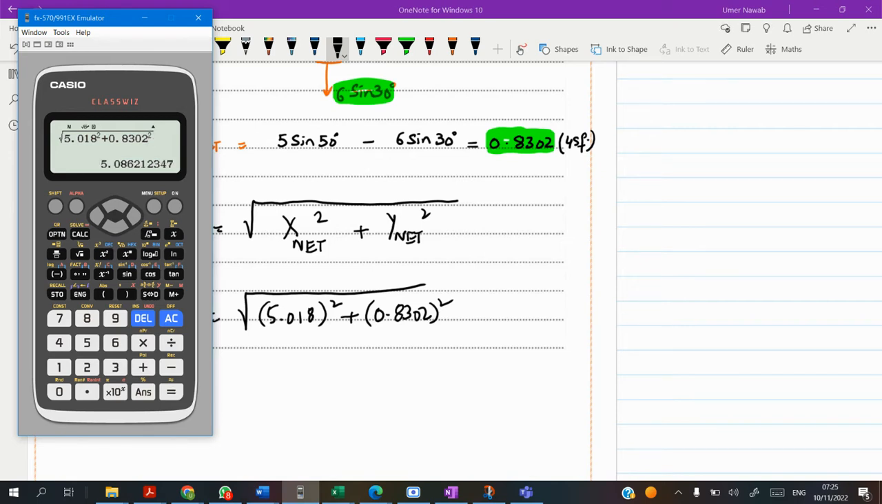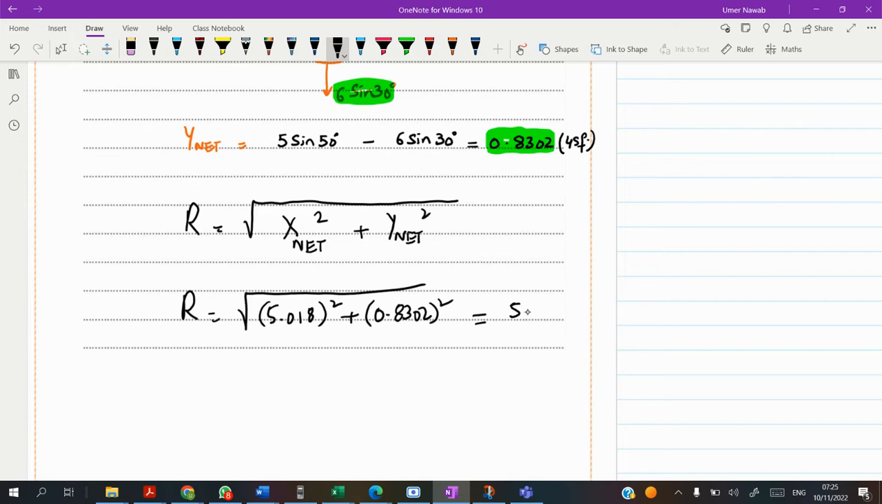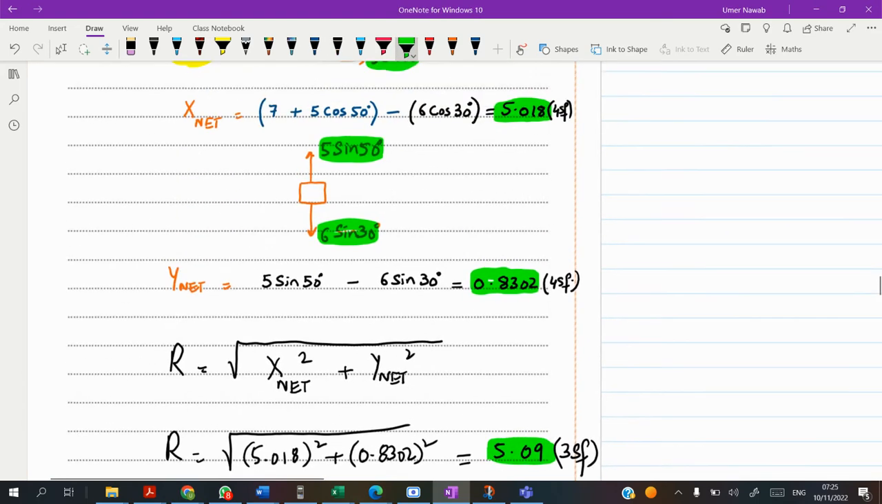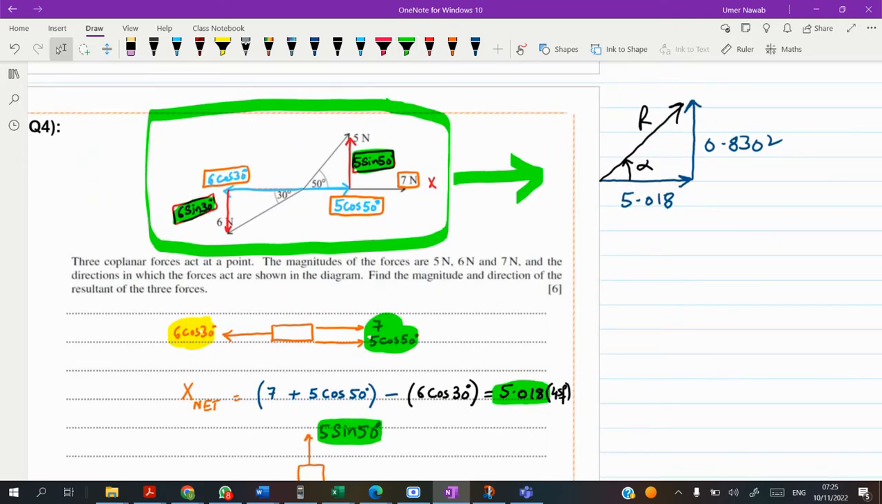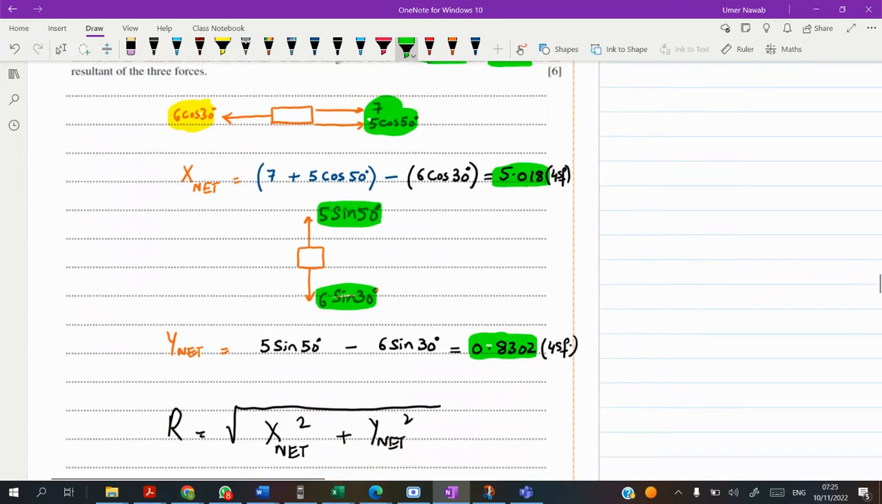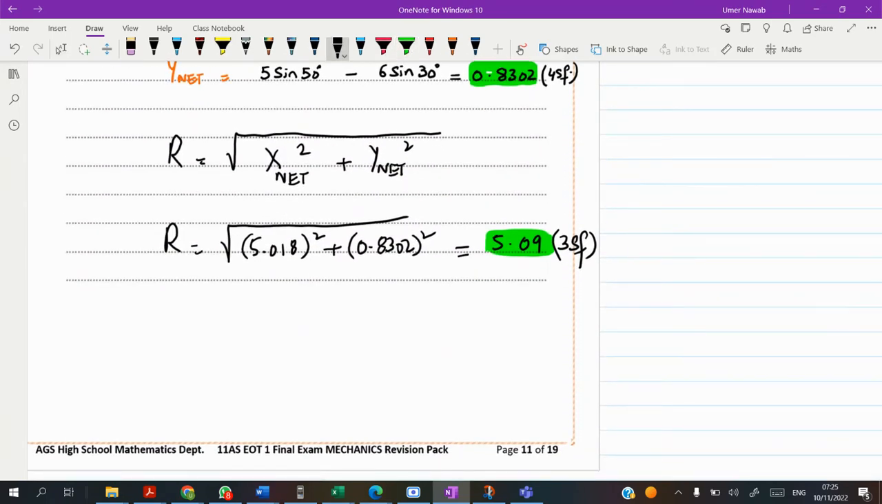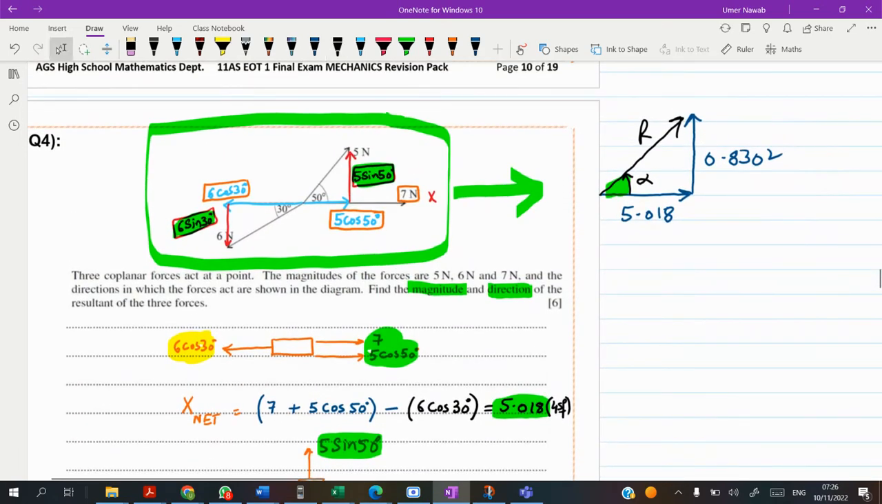And we got 5.09. Now I can write it to three significant figures because this is my final answer. I'm not going to use it anywhere. This is done. Now I also want to find alpha because the examiner is asking you to give the direction of the resultant. So resultant, which trigonometric ratio is suitable here? Obviously, you will say that this is opposite and this is adjacent, TOA.